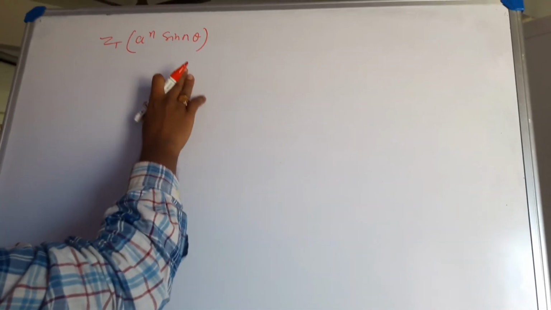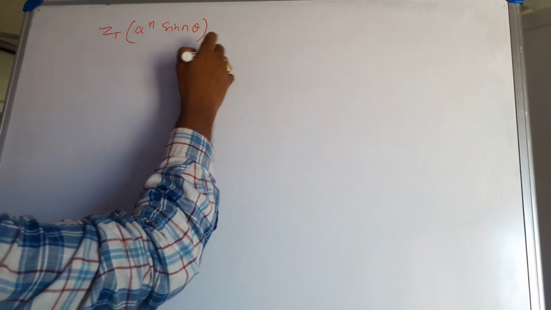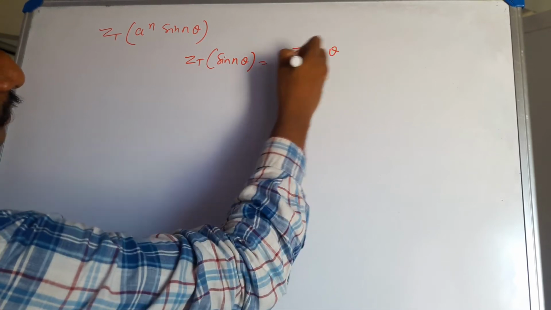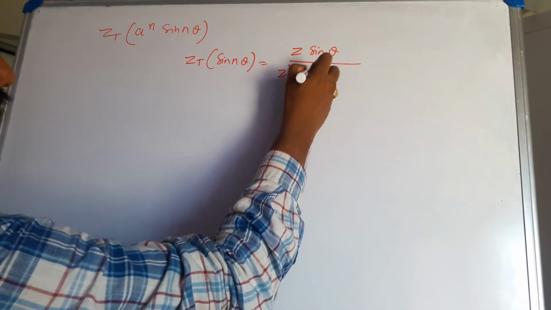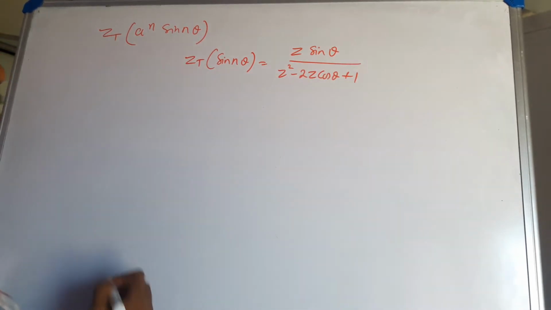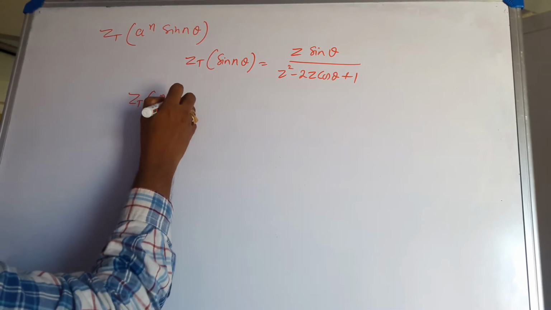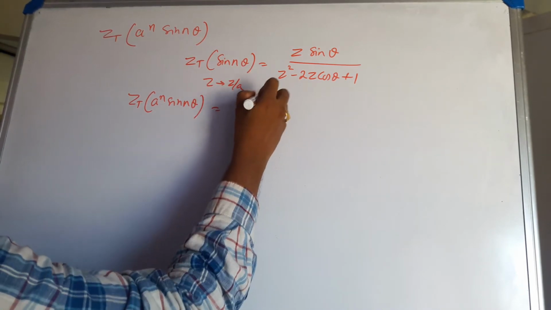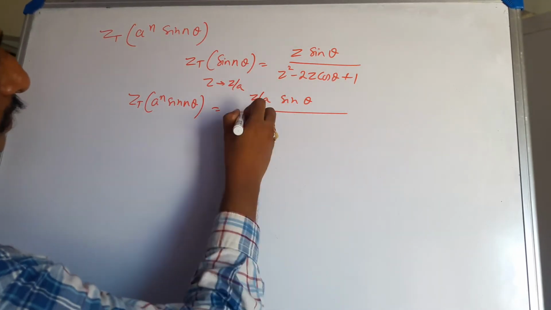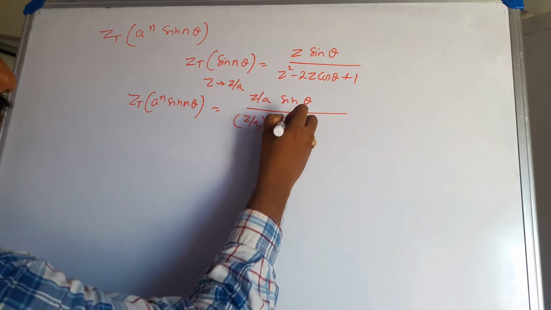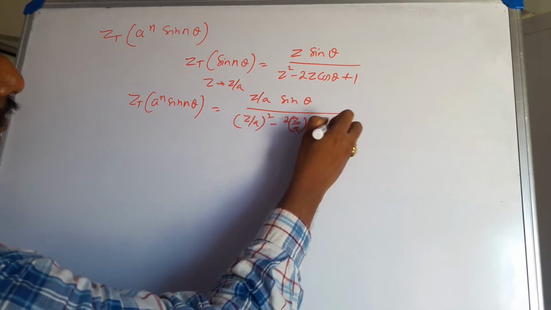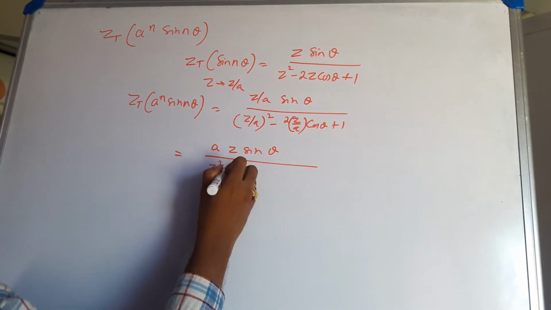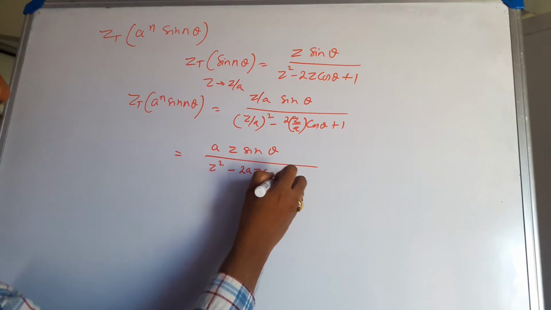Find the z transform of a power n sin n theta. The z transform of sin n theta is z sin theta divided by z square minus 2z cos theta plus 1. Now the z transform of a power n sin n theta: replace z by z by a. So we get (z/a) sin theta divided by (z/a) whole square minus 2(z/a) cos theta plus 1, which gives az sin theta divided by z square minus 2az cos theta plus a square.